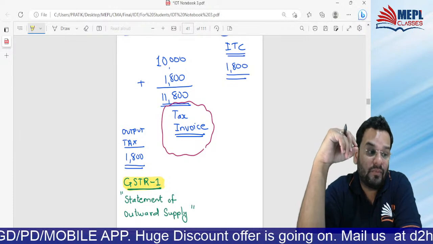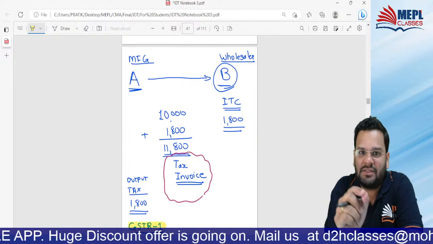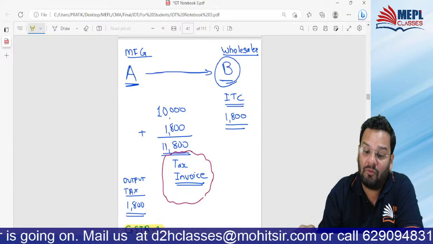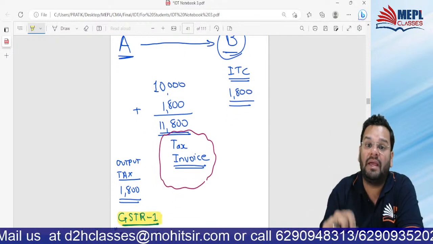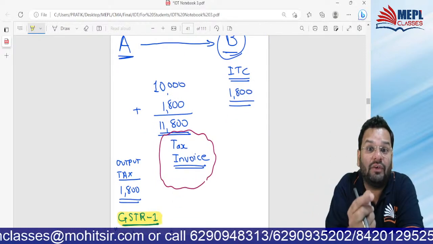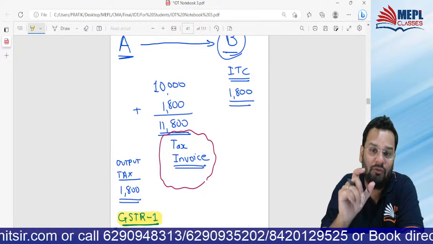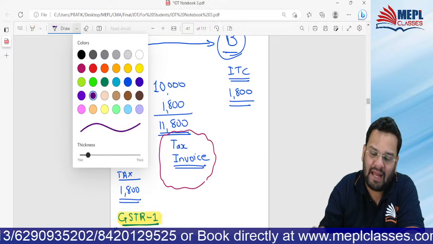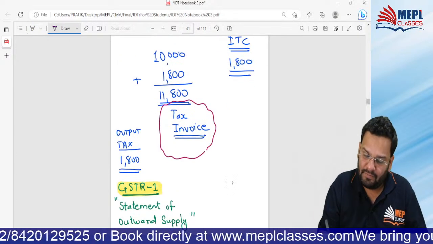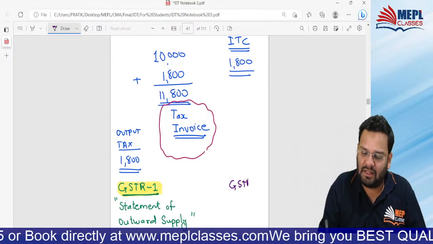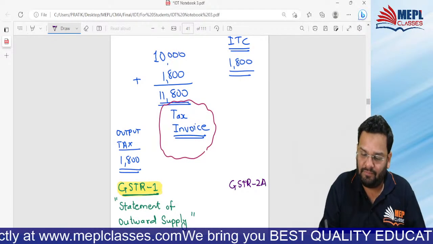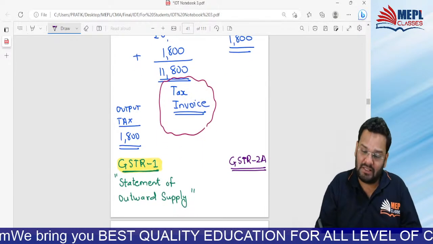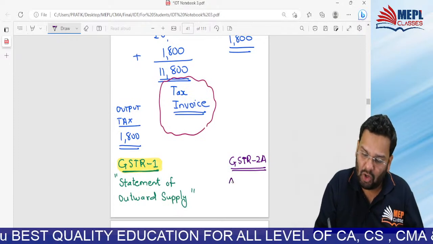So now, when A files this GSTR1 with the government, then on that basis government will make B's statement of input tax. That will be in form GSTR 2A. So GSTR 2A is auto-generated.